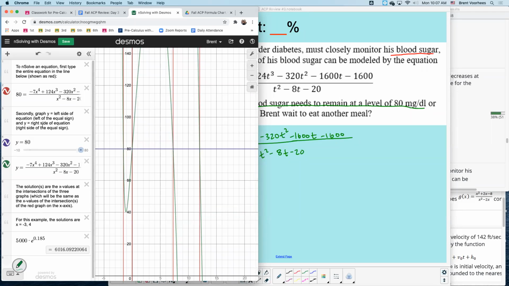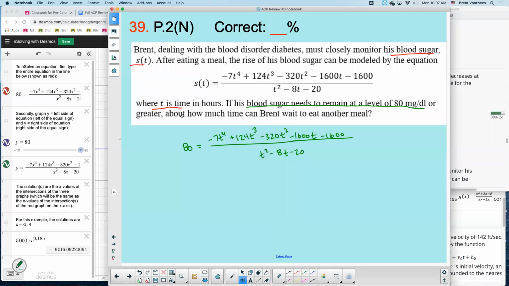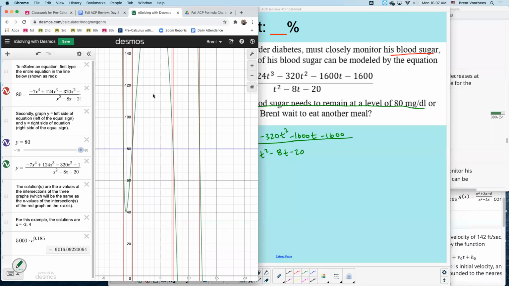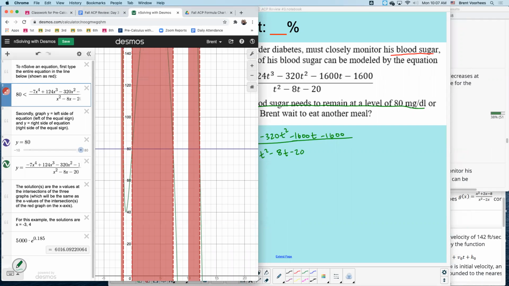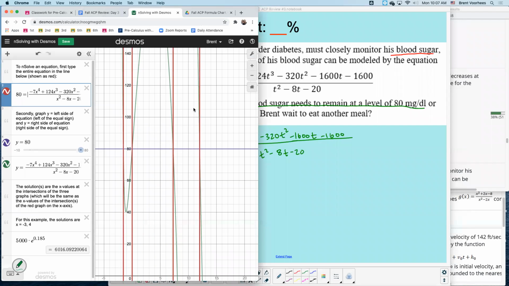So what this is saying is that my blood sugar needs to be 80 or greater. So it's okay if I'm above 80. Basically I can be 80 or I could be higher than 80. This red line is trying to solve that. It's the green, that's my blood sugar. As long as my green is above the purple, I'm good. So for all this area, I'm good. Where I start to have problems is right there.